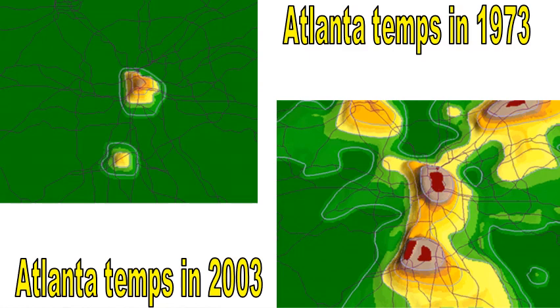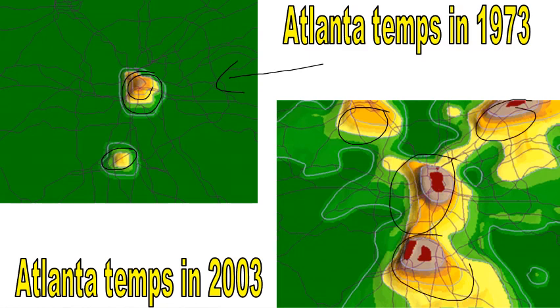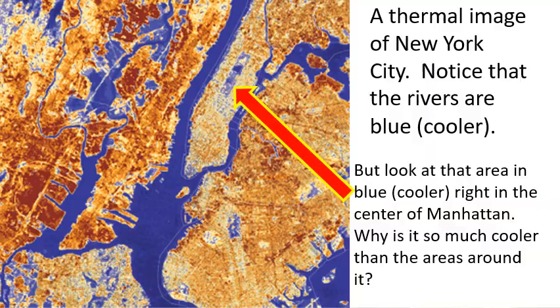So take a look at this temperature graphic. Here's Atlanta temperatures in 1973. Notice there's a little hot spot right there in the center of the town. A little hot spot down here by the airport where there was a lot more buildings and such. But the rest of the city was pretty much green. Well, now look at how much more hot zones we have here in the city because we have built so many more roads, parking lots, houses, buildings, shopping centers, and we have cut down so many more of our trees.